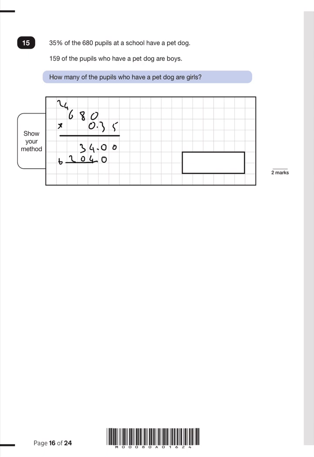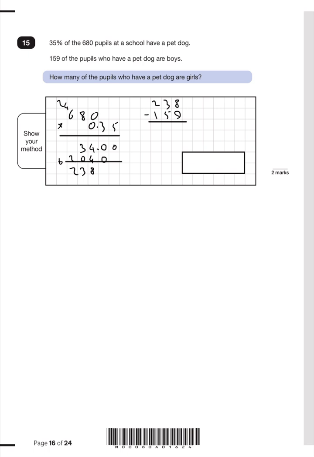Now we're going to add this. We've got zeros after the decimal point. We're not going to need those. 4 and 4 is 8. 3 and 0 is 3. And there's a 2 there. So we've got 238 pupils who have a pet dog. Of those 238, 159 are boys, so the remainder would be the girls.